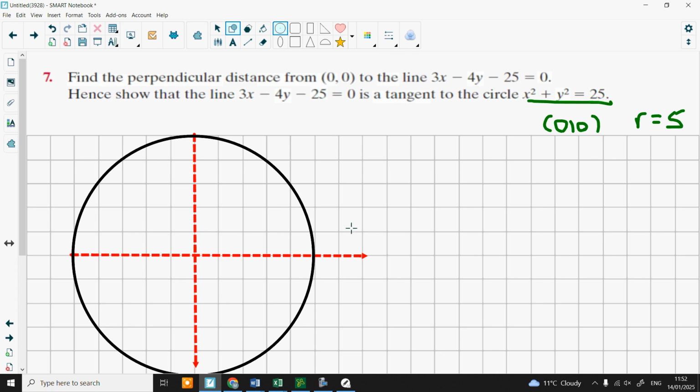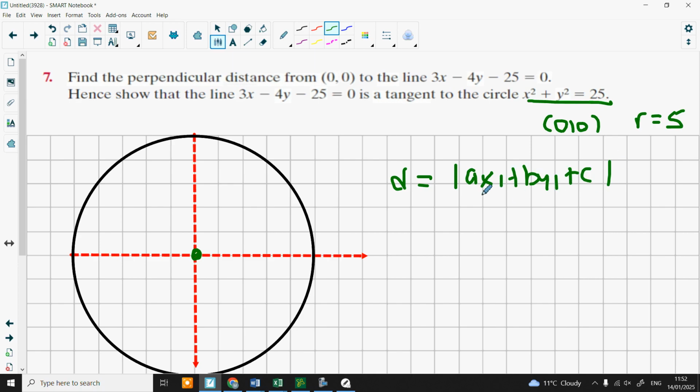Okay. Now, the perpendicular distance from 0, 0, which is the center of the circle, to the line 3x minus 4y minus 25 equals 0. We have to find it, don't we? So we have to find the perpendicular distance. What's the perpendicular distance formula? Ax1 plus By1 plus c all over.